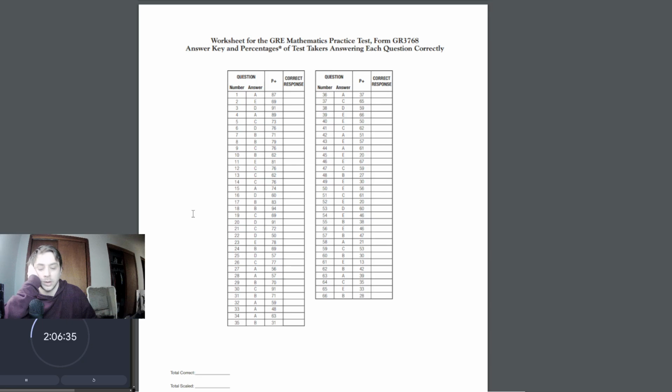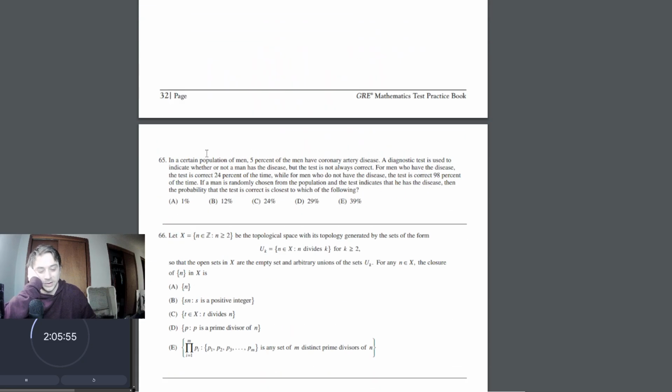1A, got it right. Hell yeah. For 3D, got it right. Hell yeah. 4A, got it right. 5B, nope. 8A, nope. 9D, nope. 18, hang on. 8B, 9B, 18B, 19B, 20 D, 22 D, 23 E. Okay, so everything at the very end I thought I got.